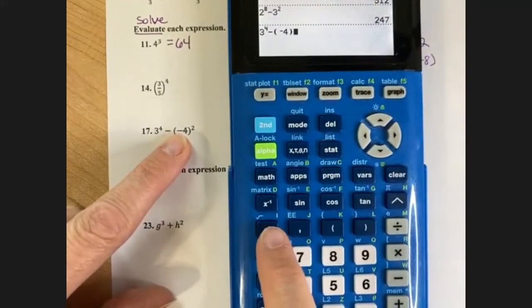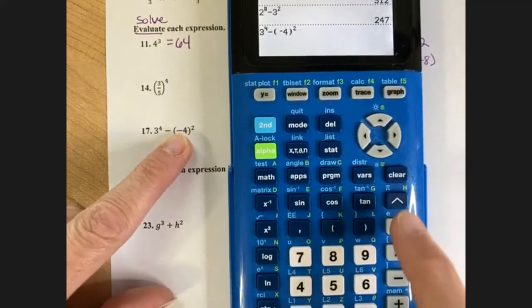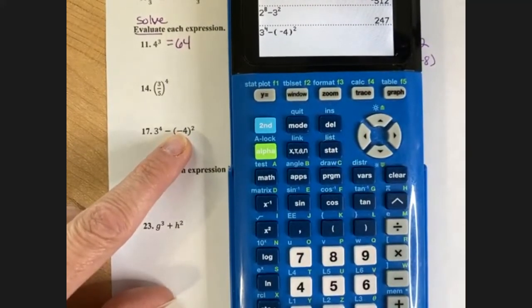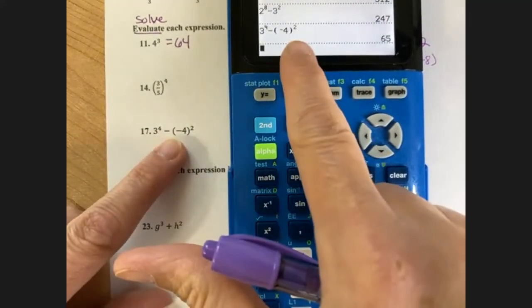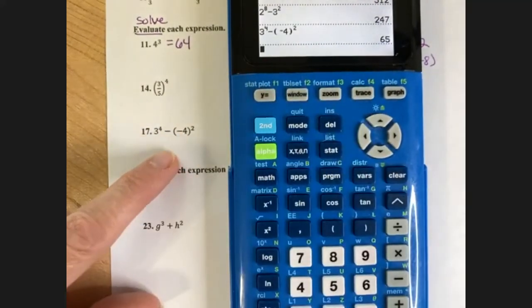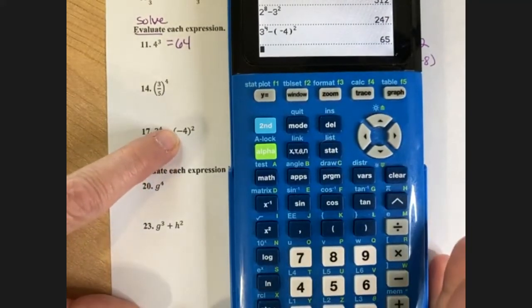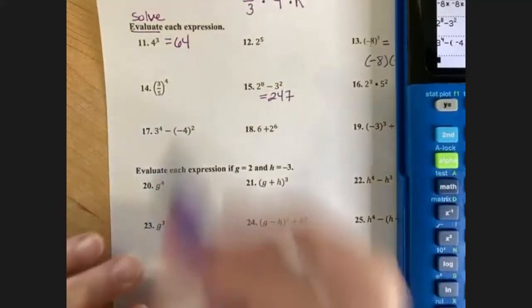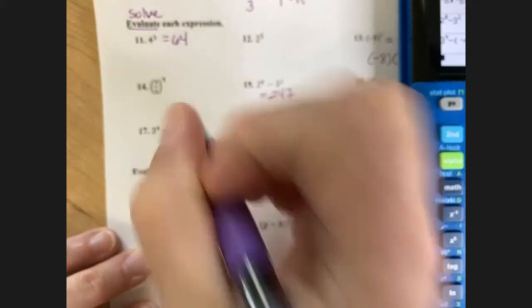So back to squaring it, hit that button right there, or you can do the house top to the 2nd power. Don't do both. And then hit enter. Just make sure that these look the same. If you ever get an error, it's because you used a minus here instead of a negative. And so this is equal to 65.